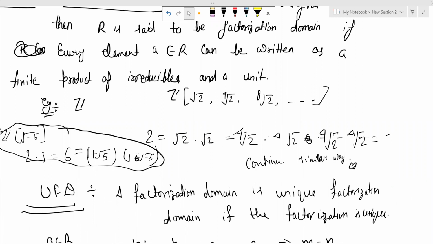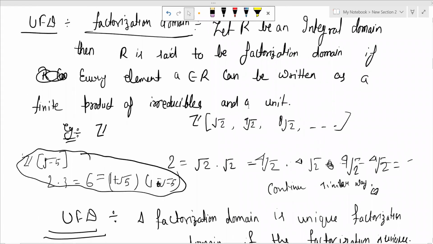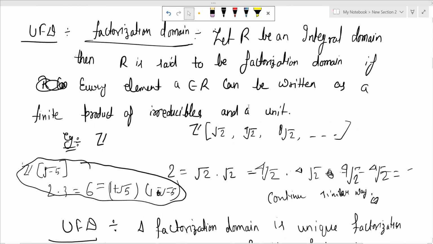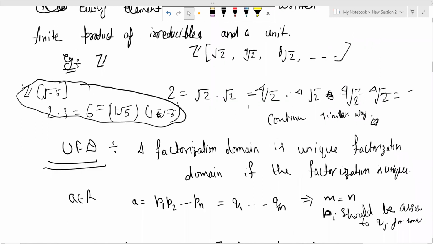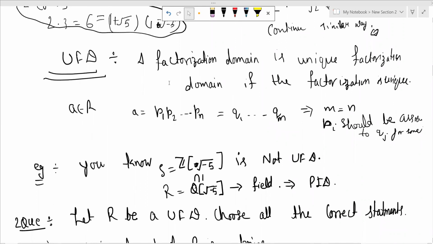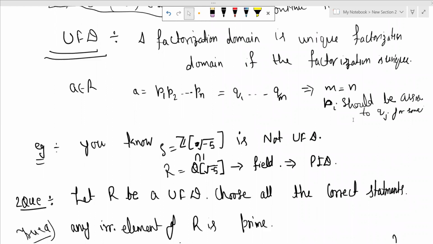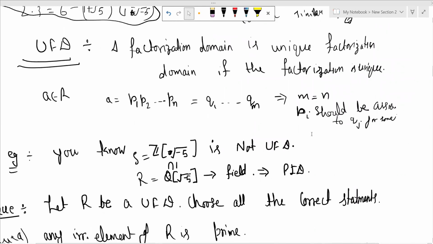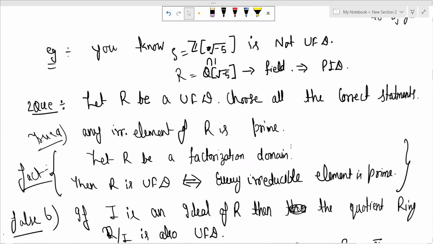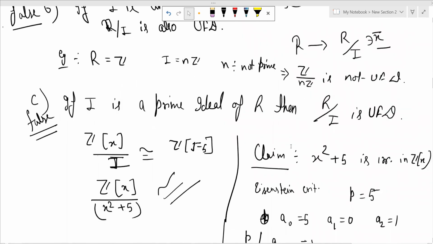Just give me another one minute to complete it, now from UFD. So what is a UFD? R being an integral domain, it is a factorization domain if every element can be written as a finite product of irreducibles. Then it is a UFD if the factorization is unique: if an element has two factorizations P1, P2, up to Pm and Q1, Q2, up to Qn, then m should be the same as n and Pi should be associated to Qj for some j. Now we gave some examples of a factorization domain which is not a unique factorization domain, and integral domains which are not factorization domains, which you can see here.